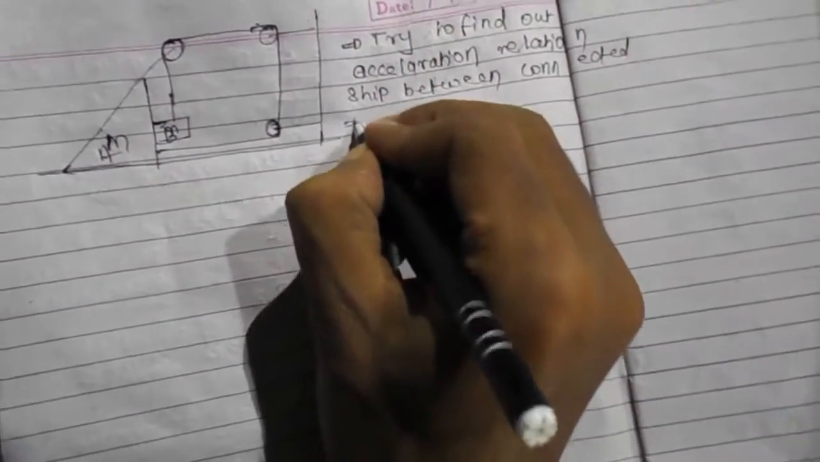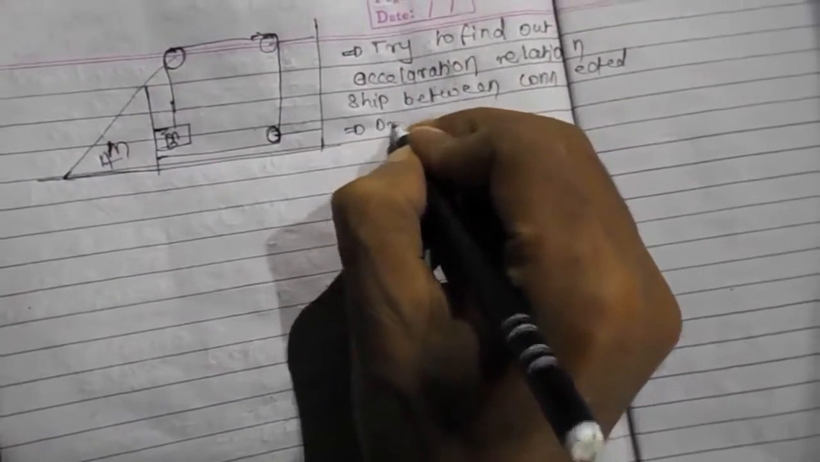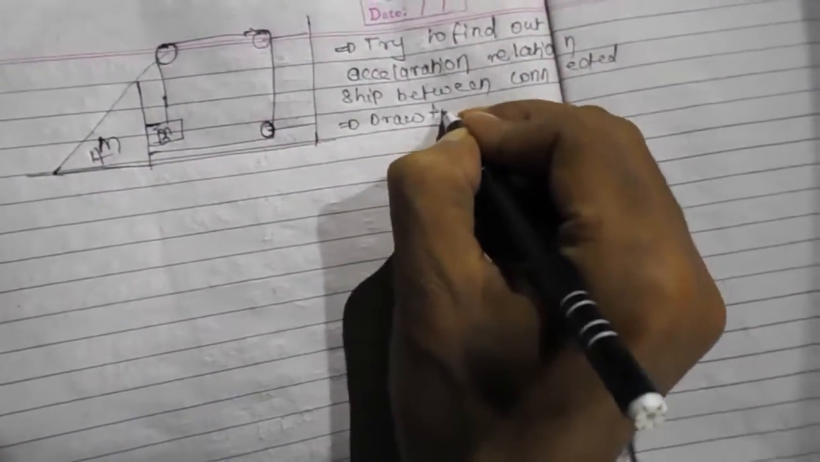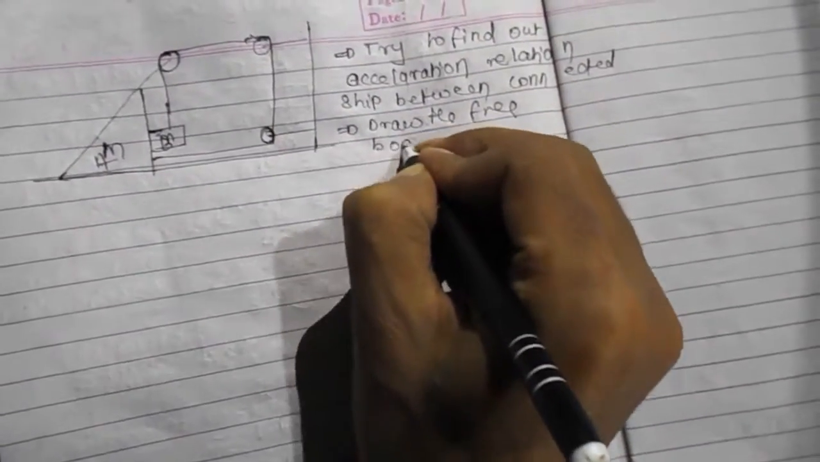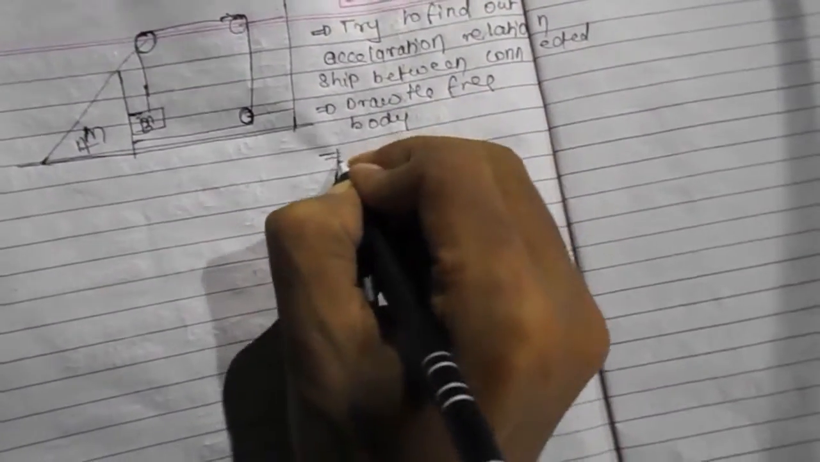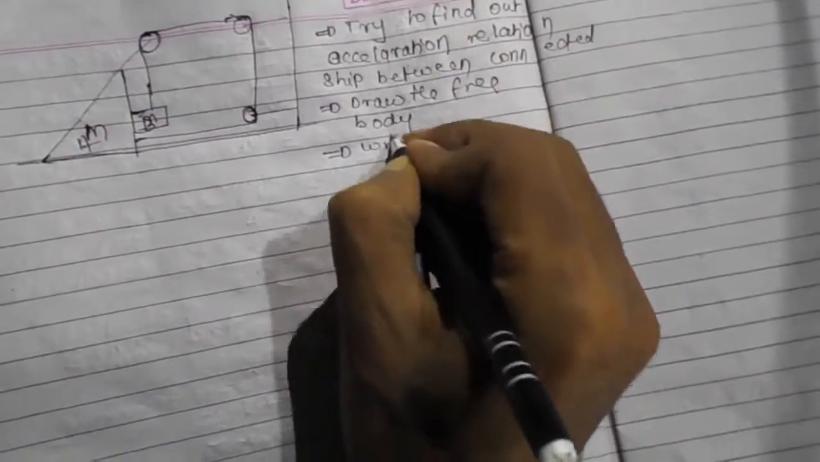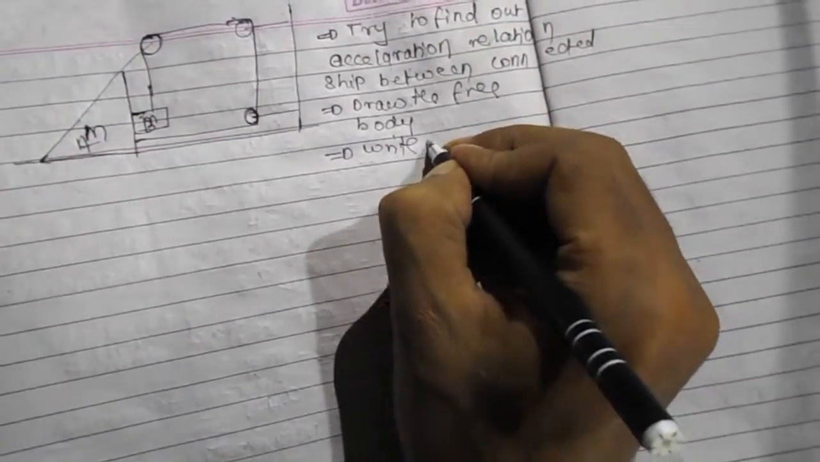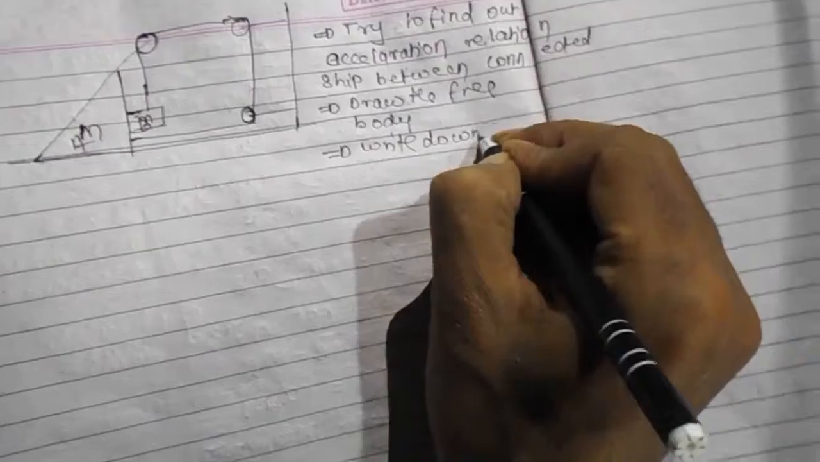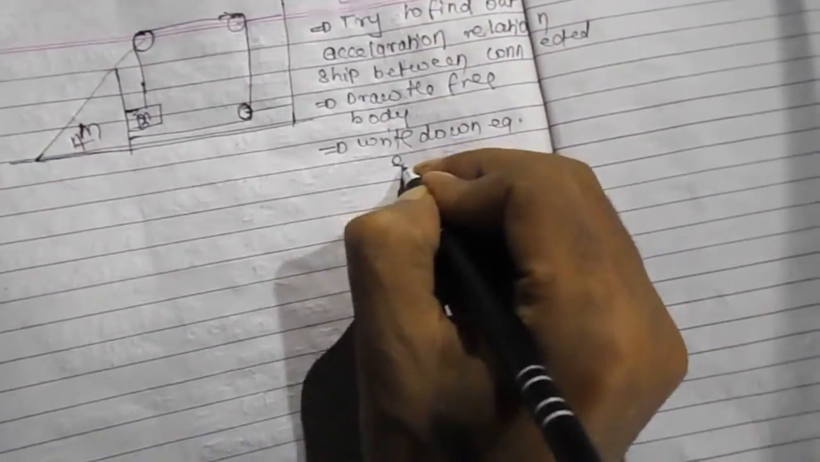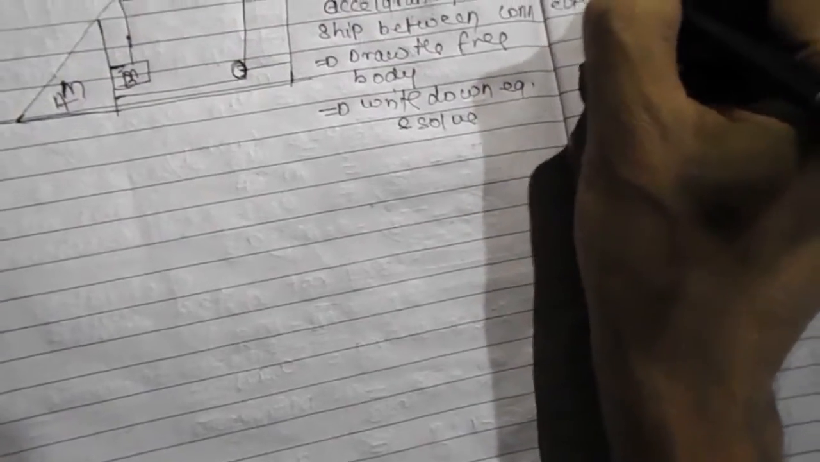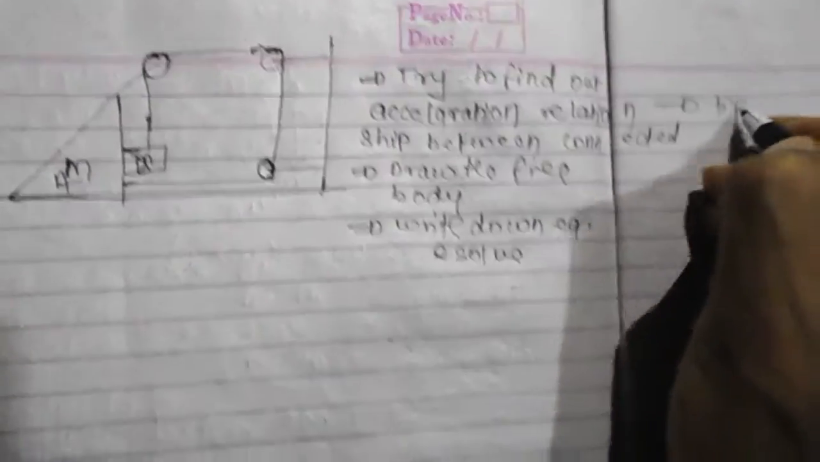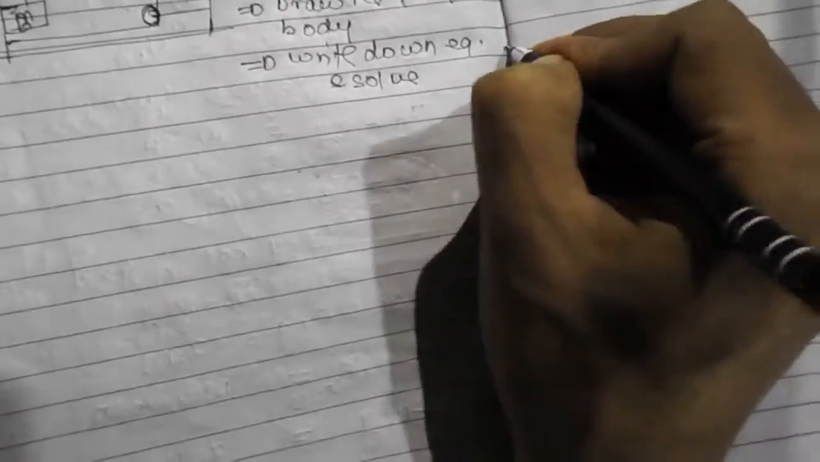Then the second step is draw the free body diagram. And the third is write down the equations and solve. So this is nearly 50% weightage, this is 40%, and this is 10%.